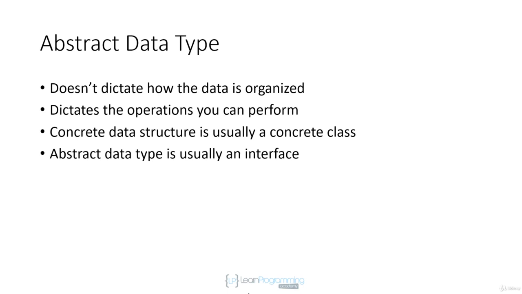It's more that it dictates how we can access the items. Can we do random access? Can we get to the first item that we added? Can we get to the last item that we added? And so an abstract data type is more about behavior and what operations you can do.